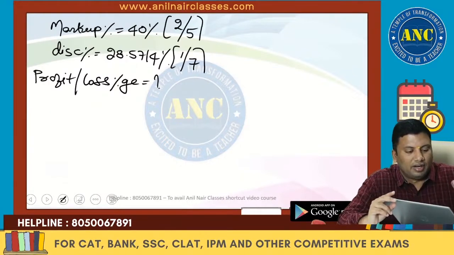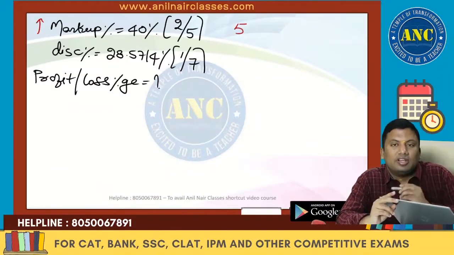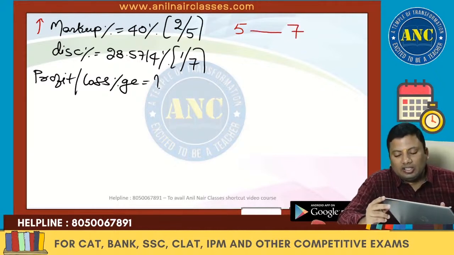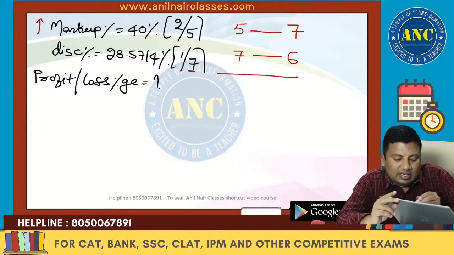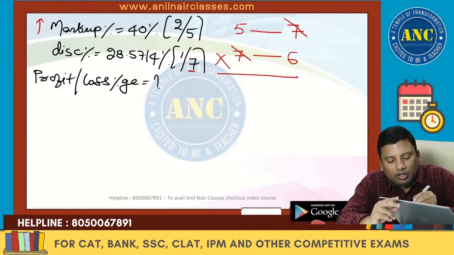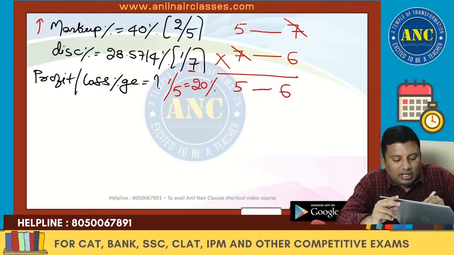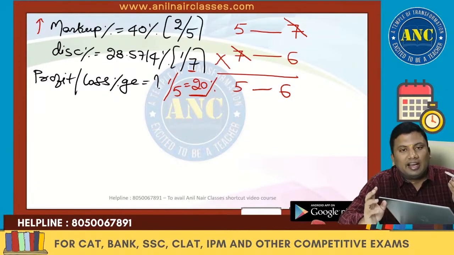Now listen carefully. Markup is nothing but increase. So initial value is nothing but the denominator 5. There is 2 increase, so it is 7. Discount, denominator, it is 7. There is 1 decrease, it is 6. One after the other, fundamental principle of counting, I can multiply. 5 is becoming 6. There is an increase of 1 on 5, which is nothing but 20%. Idea is clear.